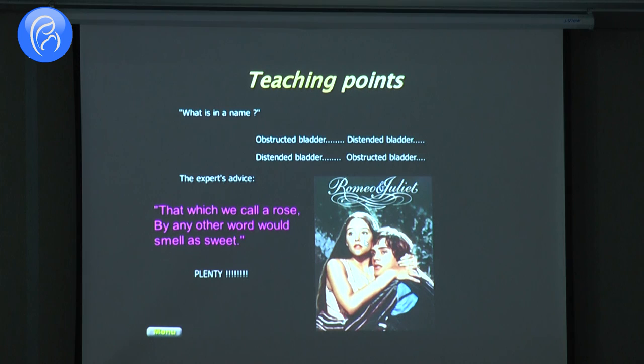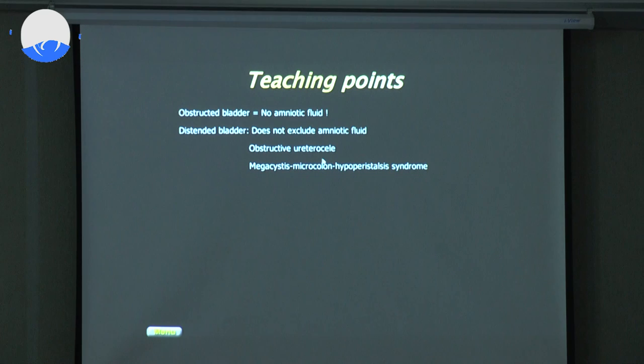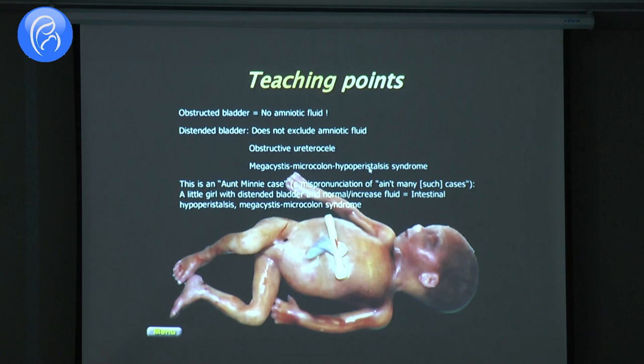So this baby is going to die not from the obstruction of the bladder, she's going to die from the hypoparathyroidism syndrome and the microcolon. So there's no point in continuing pregnancy, there's no point in doing a shunt, this is not going to help this little girl.